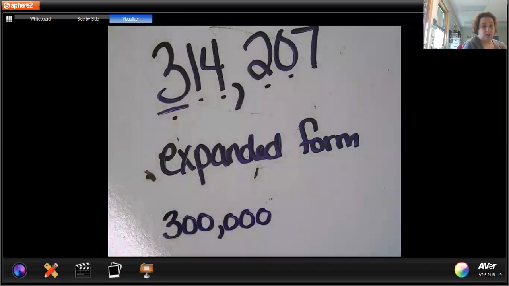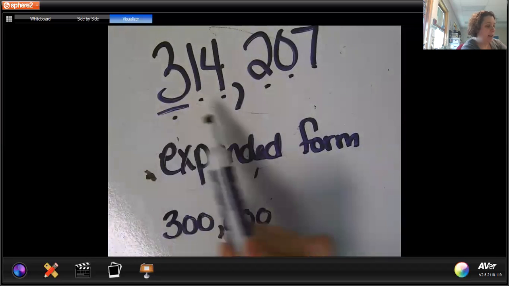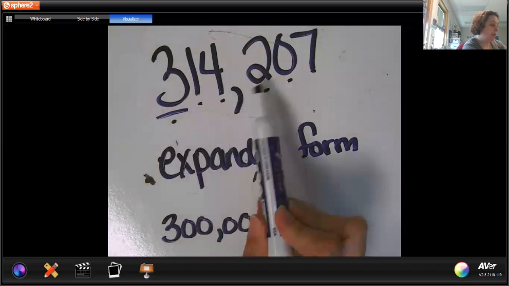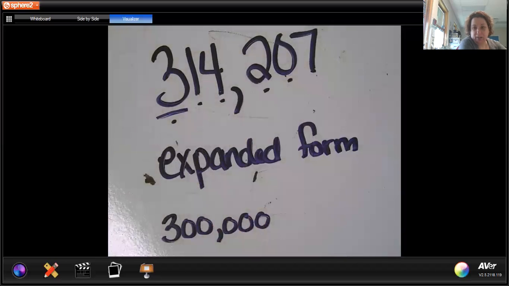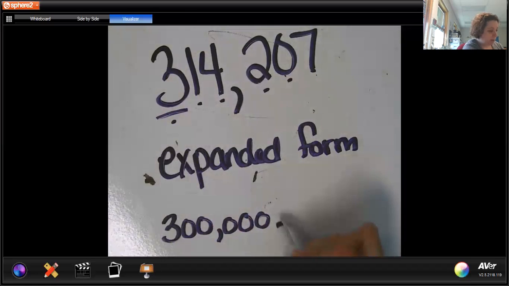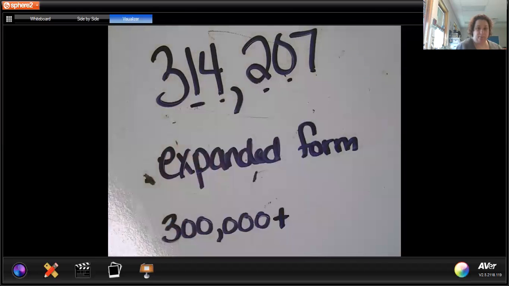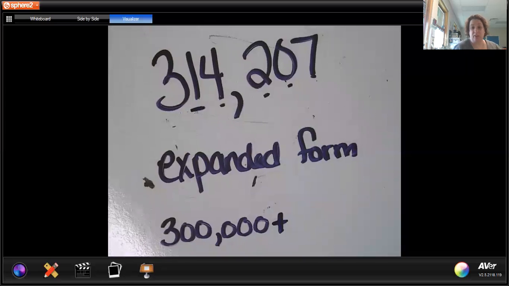So I'm going to start with that and write down the value of that 3 is 300,000. Now, another easy way to do this is to look at the number 3 and see how many digits it has after it. So this 3 has 1, 2, 3, 4, 5 digits after it. It's going to need 5 zeros. So that's a way to check yourself and see if you are on the right place value. So the next thing I'm going to do is put in a plus, and I'm going to go to the next digit, which is this 1 right here.